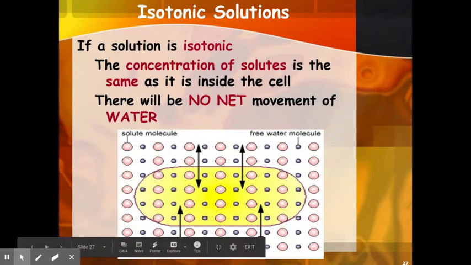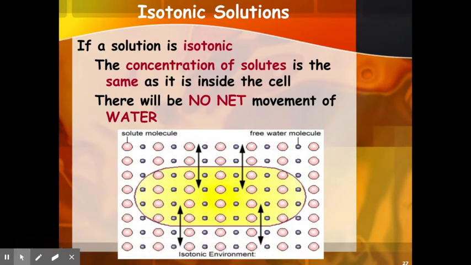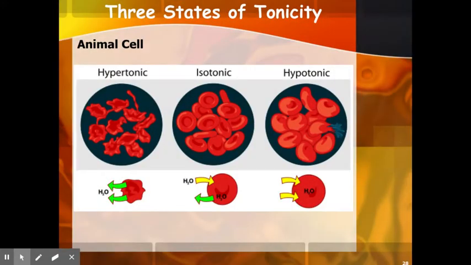And then the last type is called isotonic, which has equal amounts of water going in and out. And that's just because there's no high or low concentration. We have equal amounts on each side of the cell. Now, if we were looking at animal cells, they're most, well, I don't know if this is the right term, but they're most happy isotonic. Okay, they want to have equal amounts of water inside and outside.